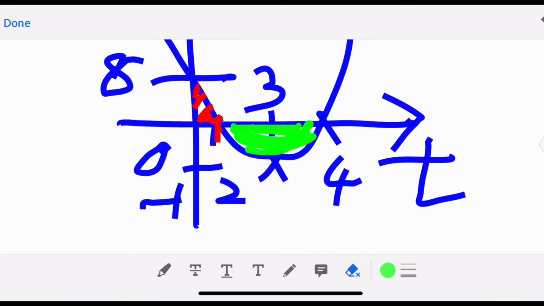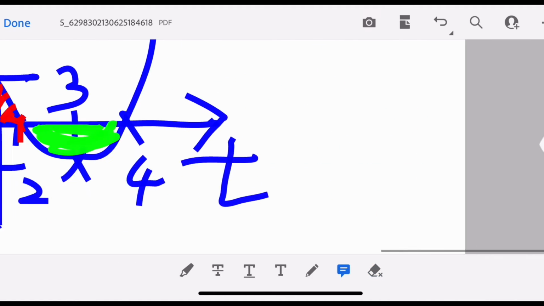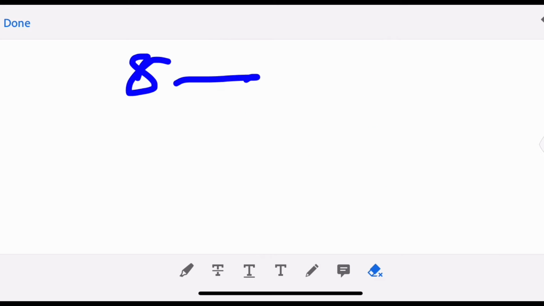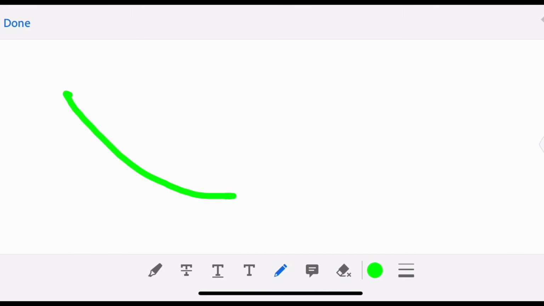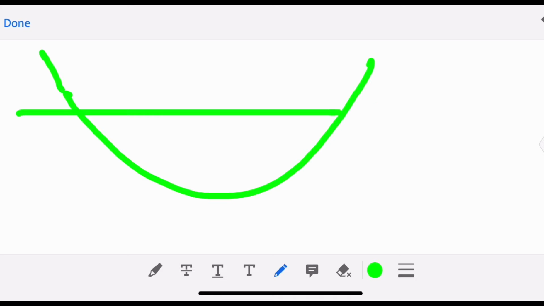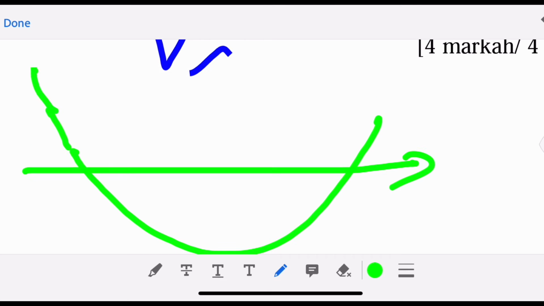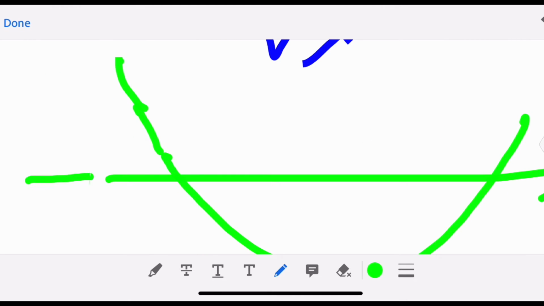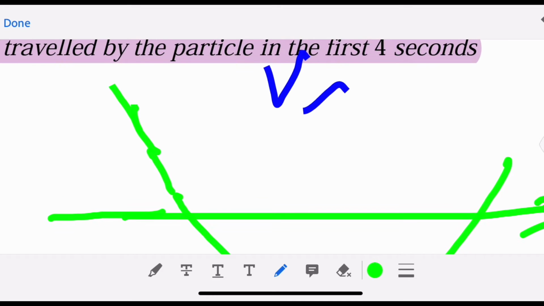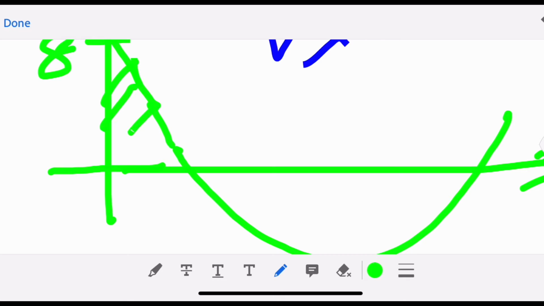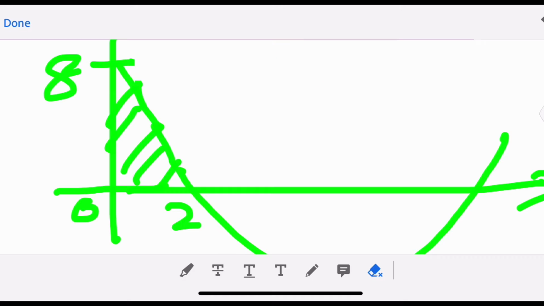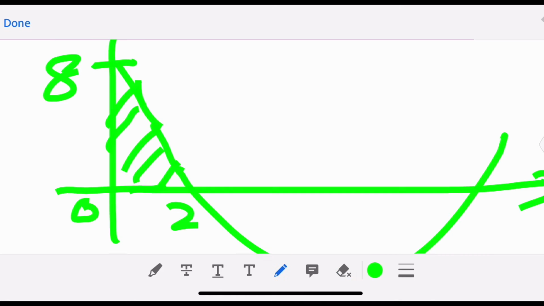Now let's focus on the graph. Let me make the graph bigger. Okay, I'm going to sketch a graph like this. So for this part, from 0 to 2, this is positive, this is 8. So this side, the area from 0 to 2 is positive. Let's call it A1. Alright, this is A1, area number 1.